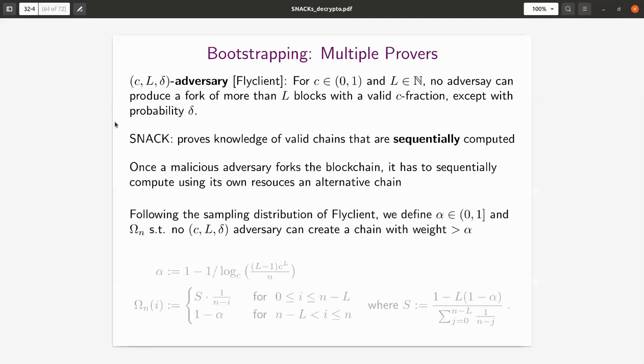And this slide is just for completeness. The last part of it is that we follow the same strategy as Fly Client with some adaptations and changes here and there, but essentially it's the same approach. And we define an alpha and sigma_n such that no such adversary can create a chain that has weight greater than alpha. So this is what we do, and this will be needed for applying the snack.